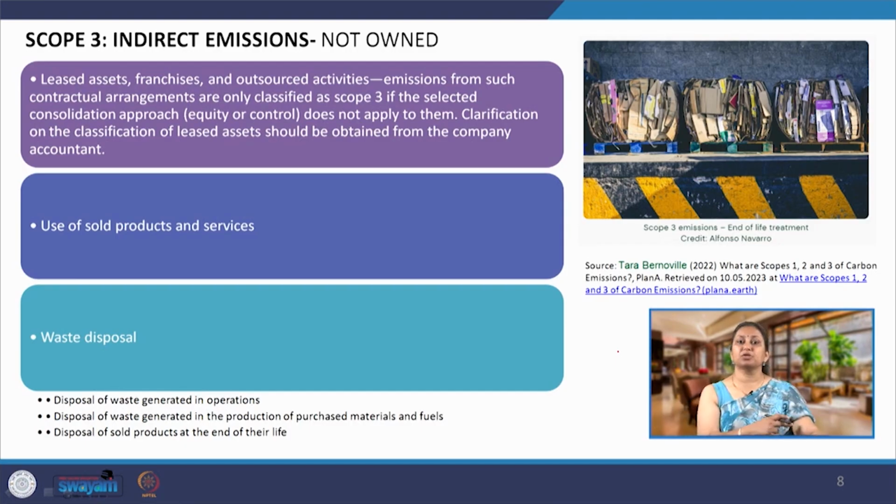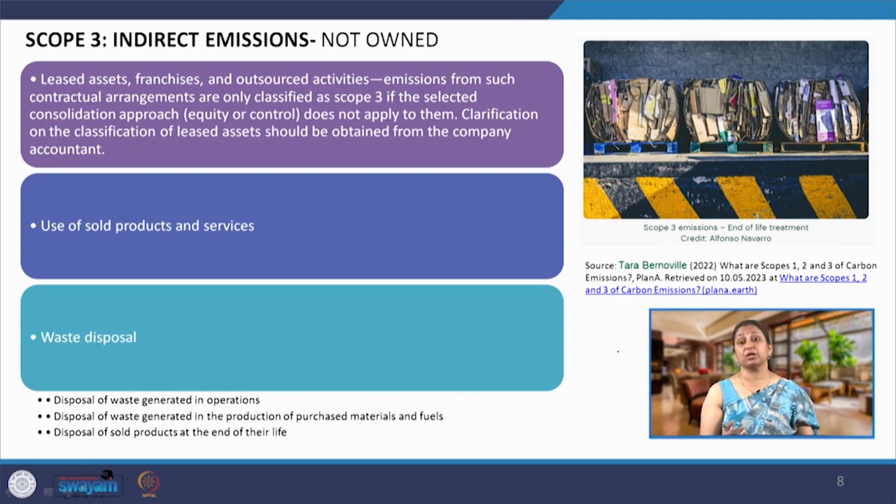They will also be accrued to the bigger company. We will see some of the examples. There are some very interesting examples coming from companies which are working hard to understand where these scope 3 emissions are. Then use of sold products and services is also part of the indirect emissions. So, the kind of product that we are making, it is being sold and how it is being used, where it is being used is also going to bring us some scope 3 emissions.